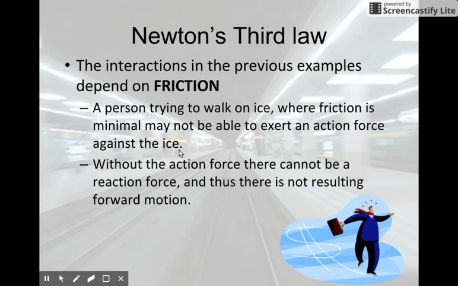So friction does come into play. If we're talking about driving on ice or walking on ice, because of less friction, it's harder to apply a stronger force. So a person trying to walk on ice where friction is minimal may not be able to exert the same amount of force. And so it's harder for you to propel yourself forward. Thus, you have to take smaller steps or walk a little bit slower. Without a stronger action force, the reaction force is also going to be less. And so it results in us not moving forward as fast as we normally could.